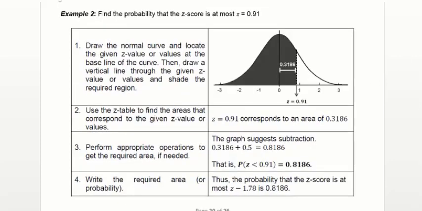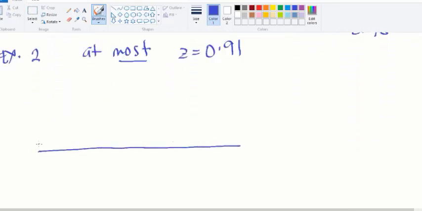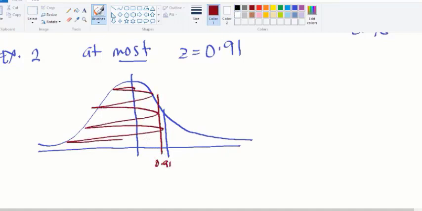Okay? So, let's have example number 2. Find the probability that the z-score is at most 0.91. At most means the maximum is 0.91. That is the highest, so from 0.91 going down is the area you are looking for. If we plot it, it should look something like this. This is your 0, for example this is your 1, and 0.91 is here. So, we're looking for this area.